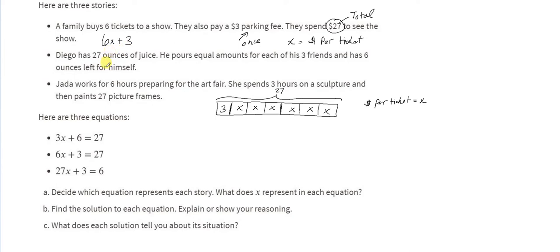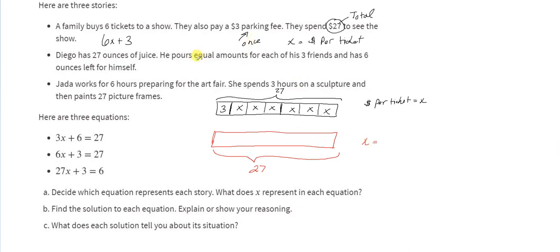It says Diego has 27 ounces of juice. He pours equal amounts for each of his 3 friends and has 6 ounces left for himself. All right, so let's draw what's happening here. It looks to me like, once again, that 27 ounces is a good total to use here. So 27 ounces. Let's see what X is here.